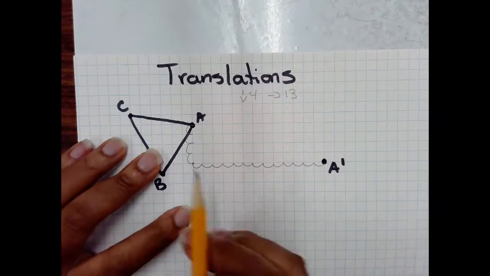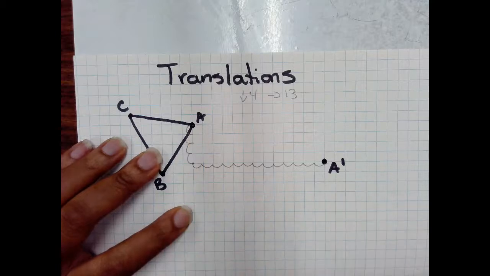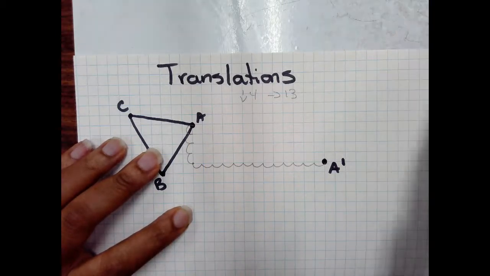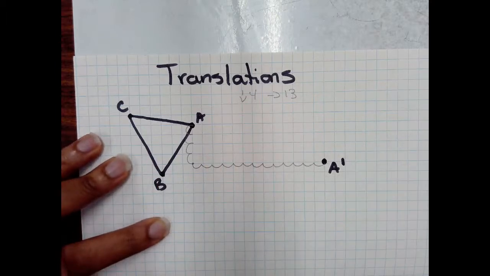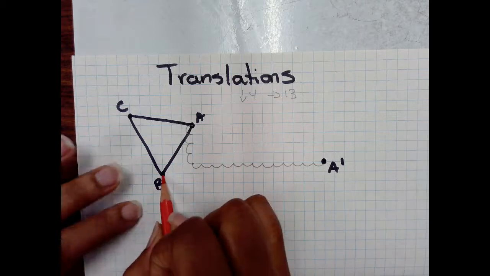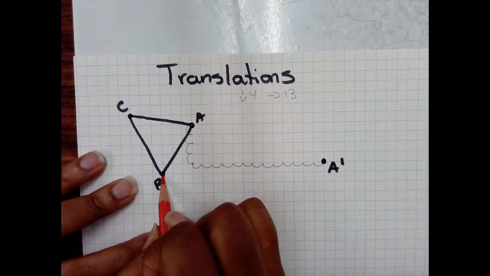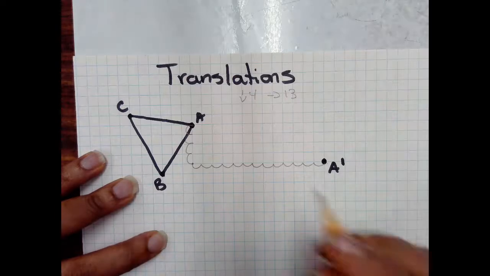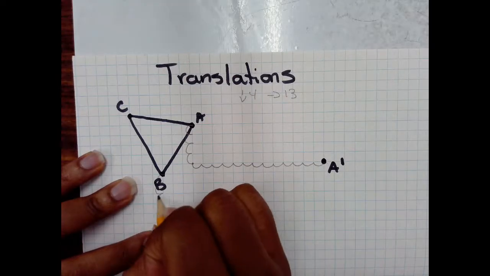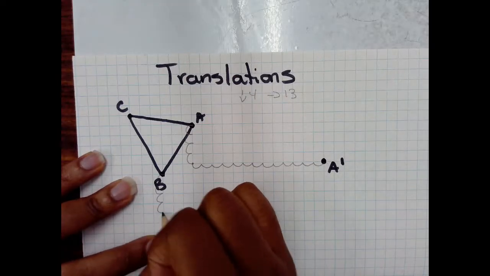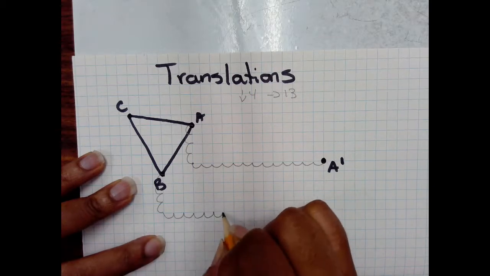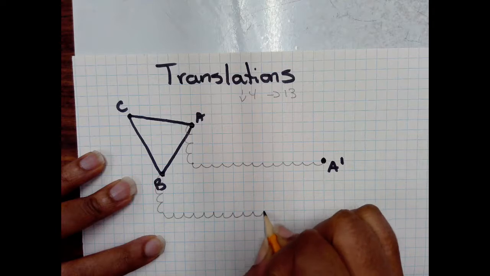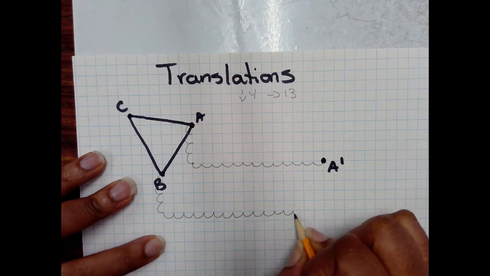Now that I know how A moved to A prime, I need to do the same thing with points B and C. I need to move B and C the same amount to recreate my figure and create the translation. So starting with B, I have to move downward 3 times. Not 3 times, I'm sorry, 4. 1, 2, 3, 4. And to the right 13. 1, 2, 3, 4, 5, 6, 7, 8, 9, 10, 11, 12, 13, 14.